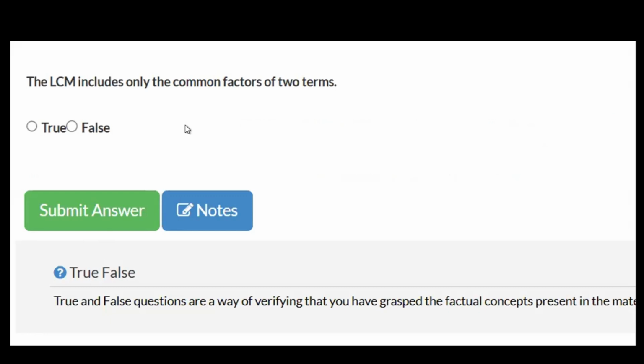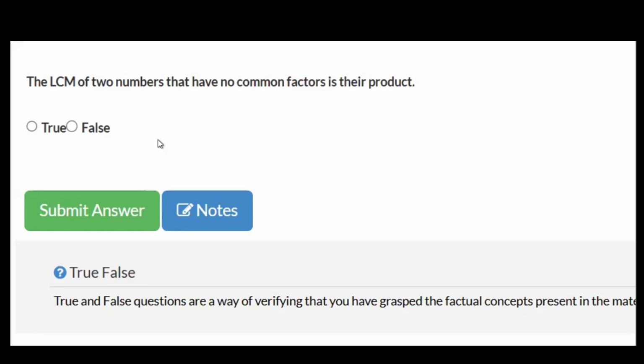Least common multiple only has common factors of 2 terms. Is this true or false? False. Who has only common factors? Greatest common factor. Okay. But for the least common multiple, we take all the factors, common and not common.